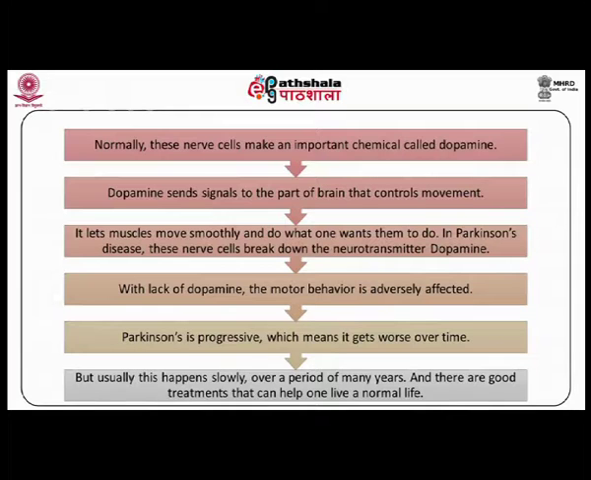Normally, these cells make an important chemical called dopamine. Dopamine sends signals to the part of the brain that controls movements. It lets muscles move smoothly and do what one wants them to do. In Parkinson's disease, these nerve cells break down, and so does the neurotransmitter dopamine. With the lack of dopamine, the motor behavior is adversely affected.